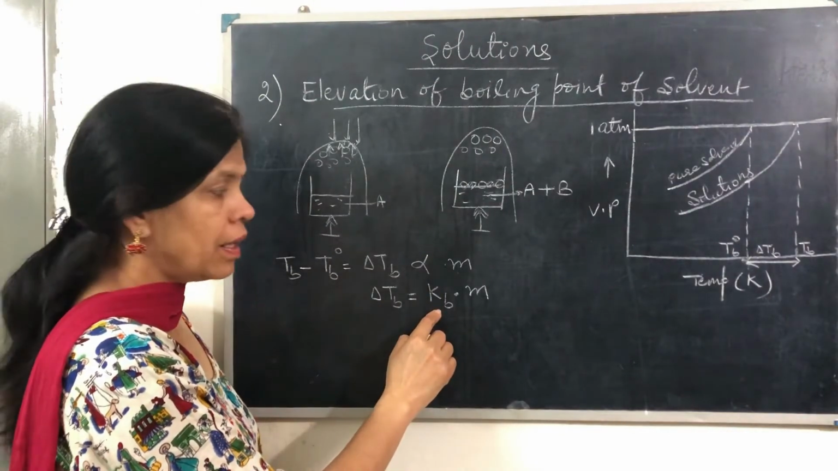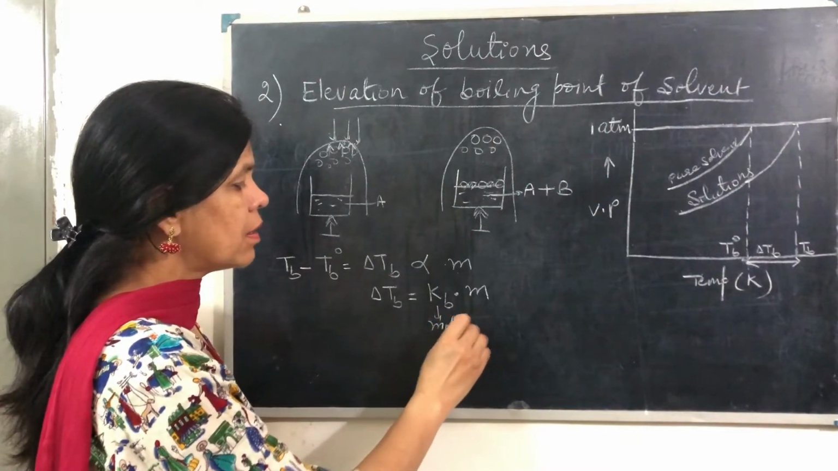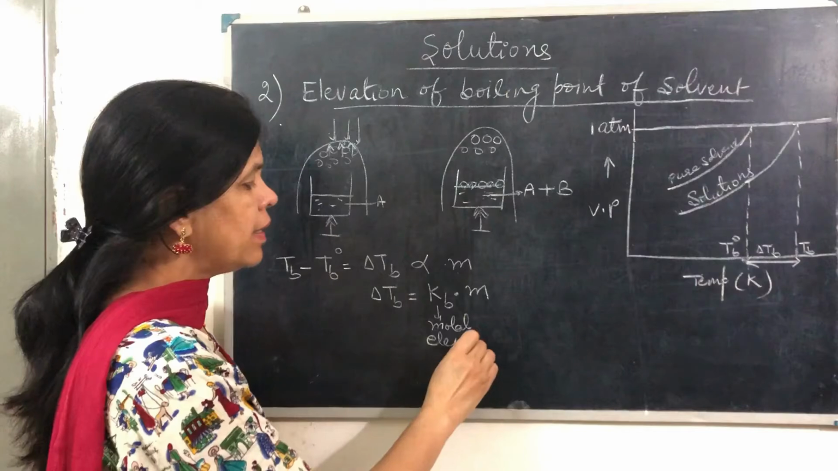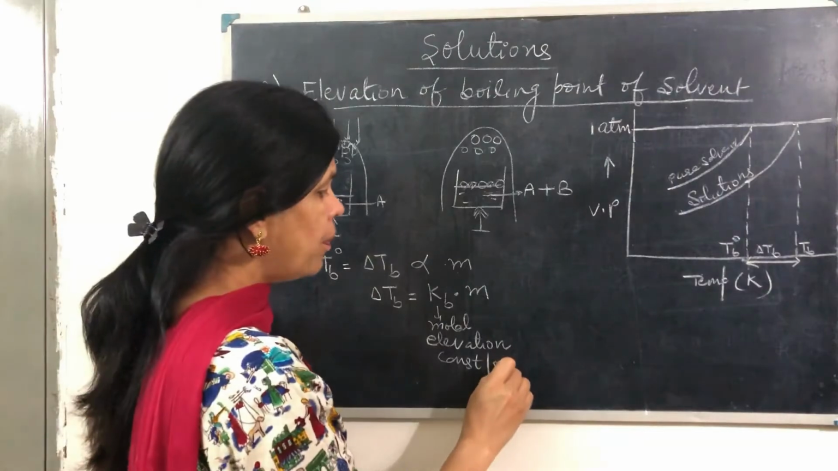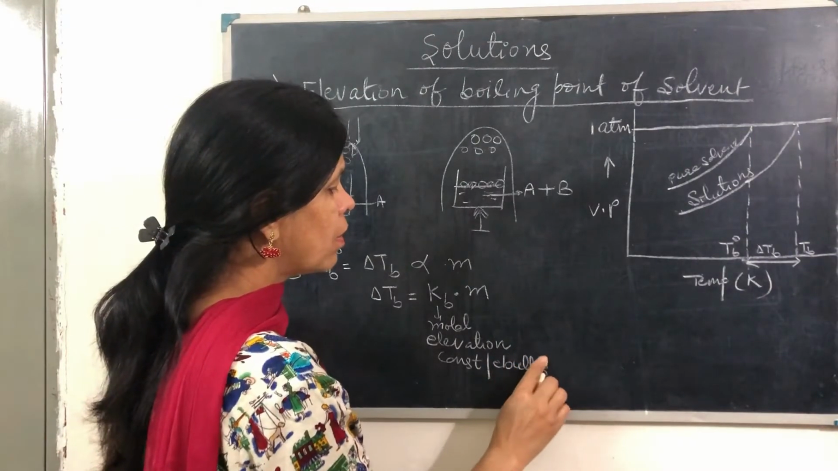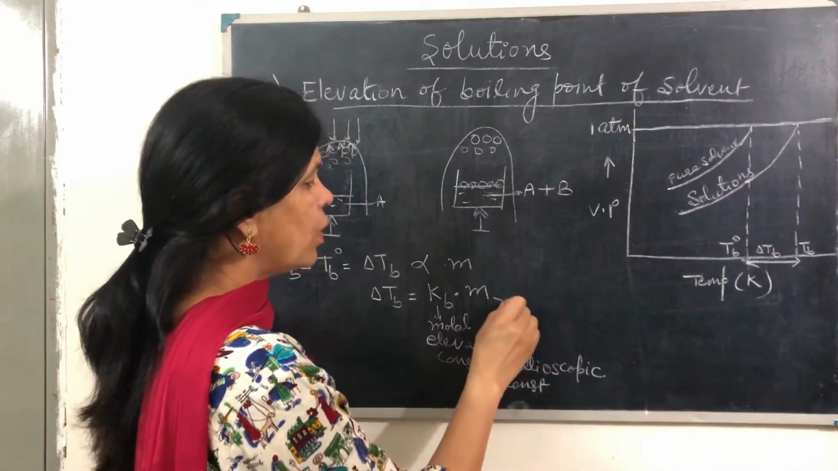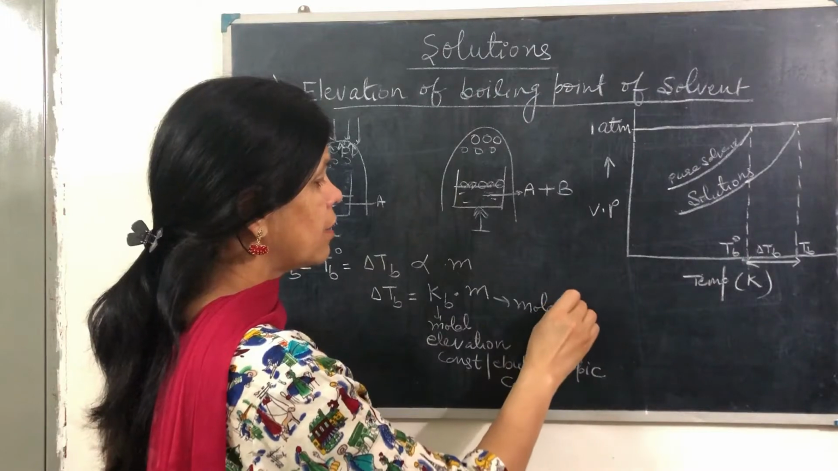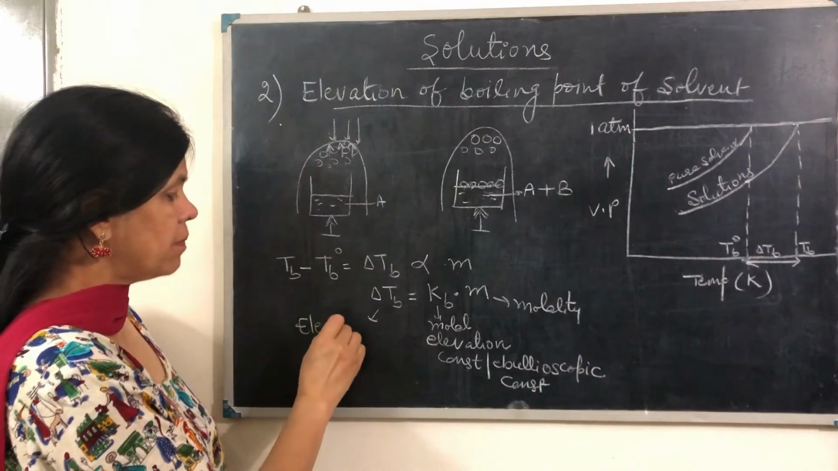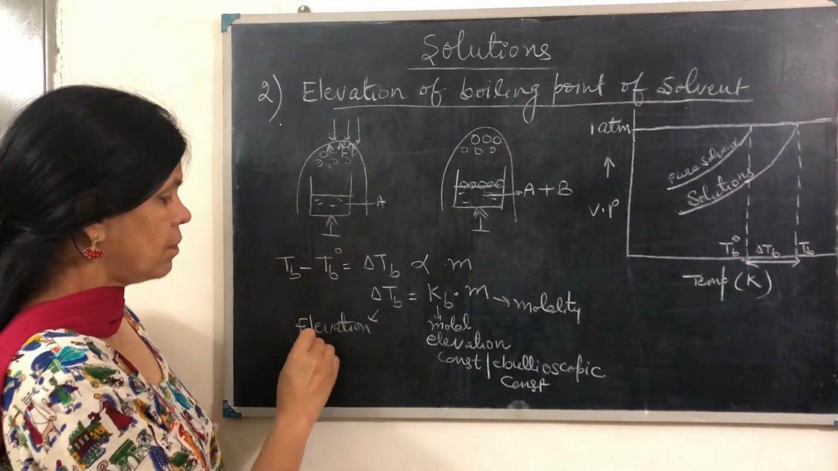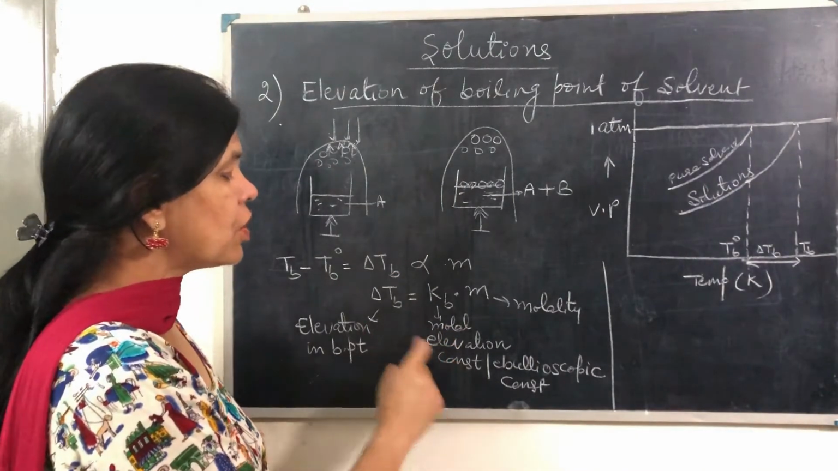What is Kb? It is molal elevation constant. It is also called ebullioscopic constant. What is M? M is molality. What is delta TB? It is elevation in boiling point. How will you define molal elevation constant?